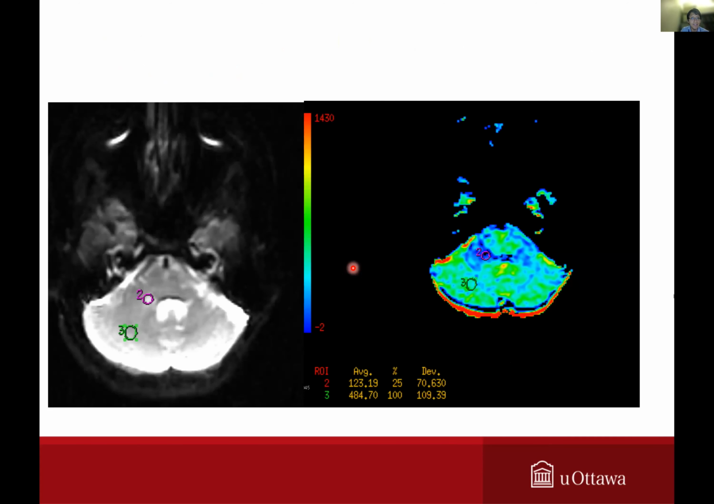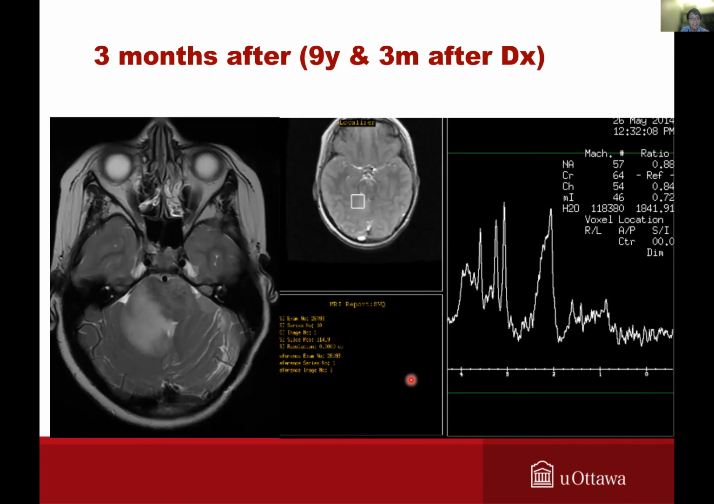And we did this perfusion at that time, where you can see that the region of interest is telling us that the relative cerebral volume is markedly diminished. And this is 3 months later. And the lesion did grow a lot. You have decreased some NAA, but no more other data at that time.